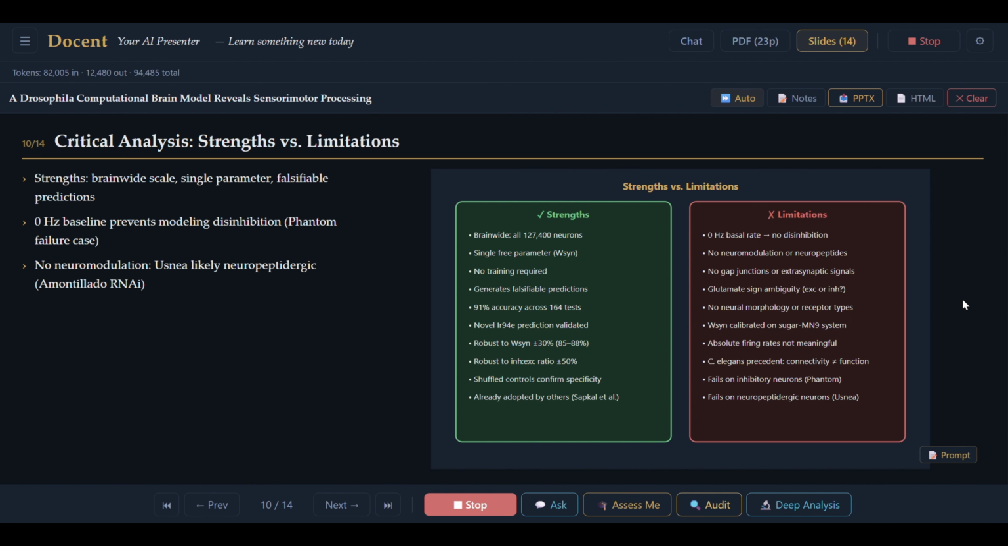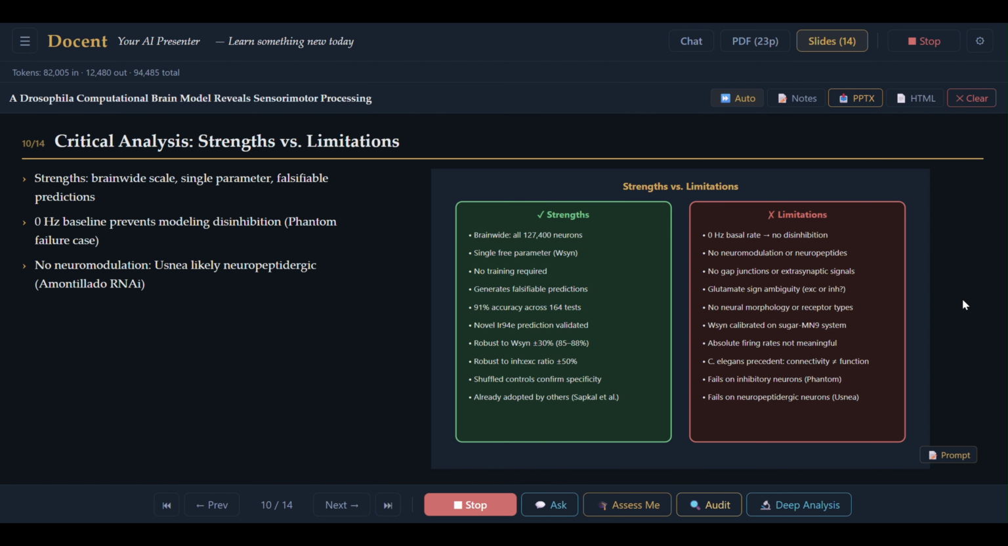On the strength side, the model is impressively parsimonious, 1 free parameter for the whole brain. It generates falsifiable predictions, and the authors validate many of them experimentally. The robustness analysis is thorough. Varying Wsyn by 30% or the inhibitory to excitatory ratio by 50% only drops accuracy modestly.